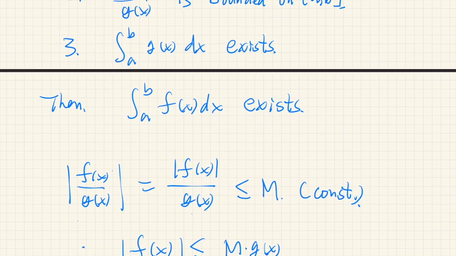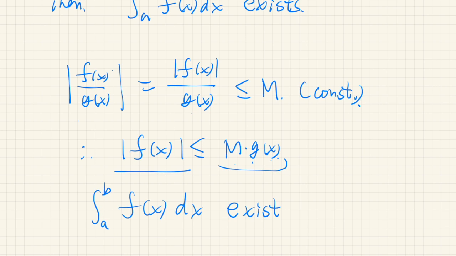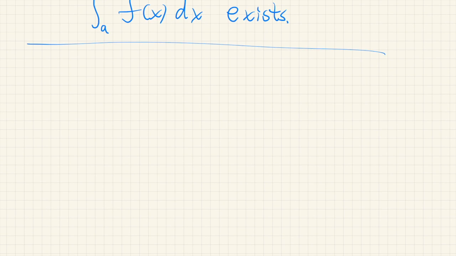By the third condition, the integral of g of x exists, so of course the integral of g of x times M is also a constant. Therefore, this function f of x has a value, so this improper integral exists. And we're done.